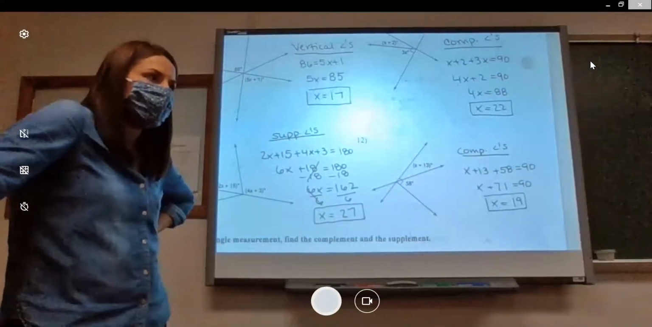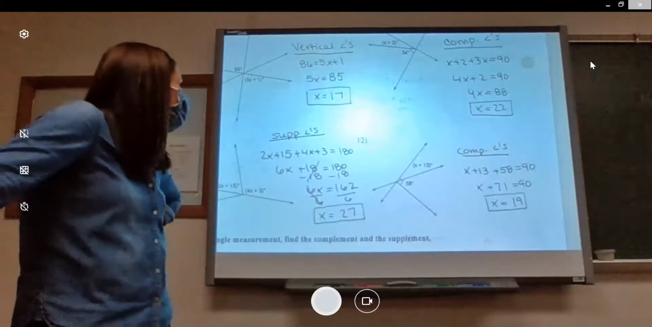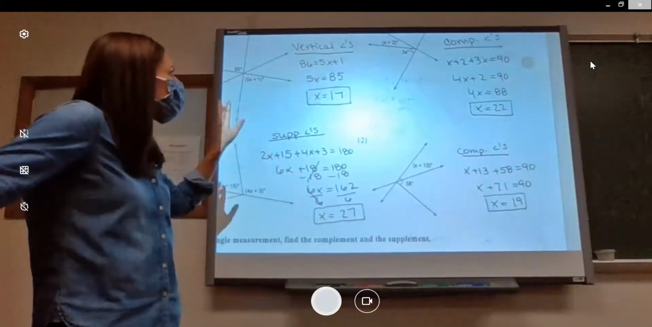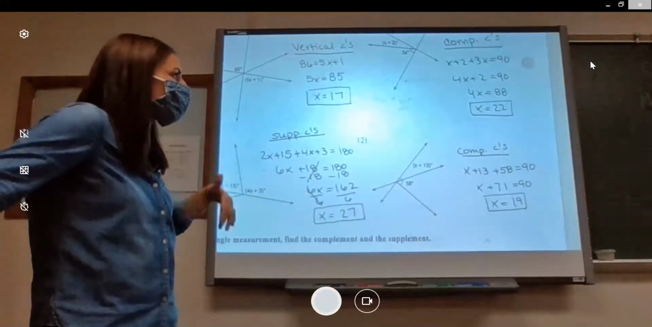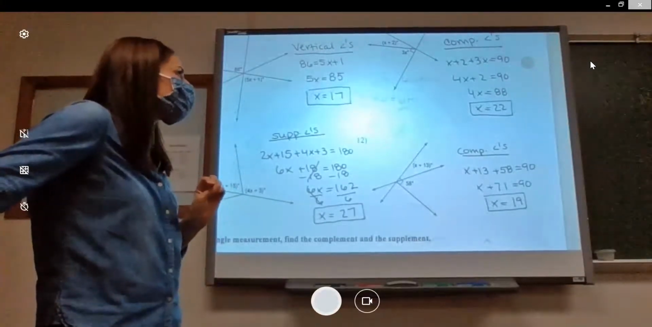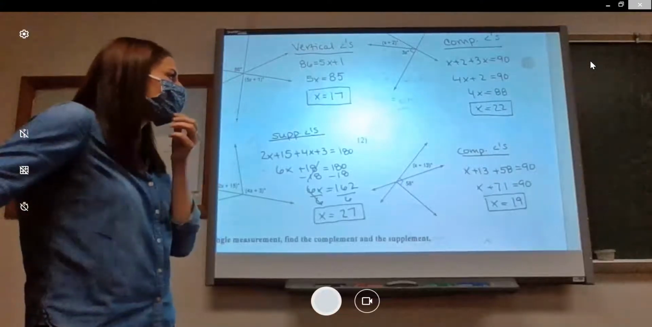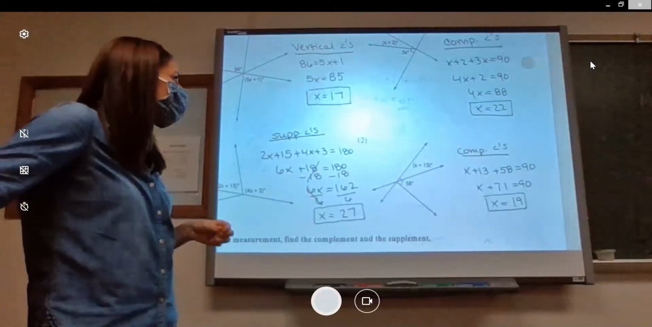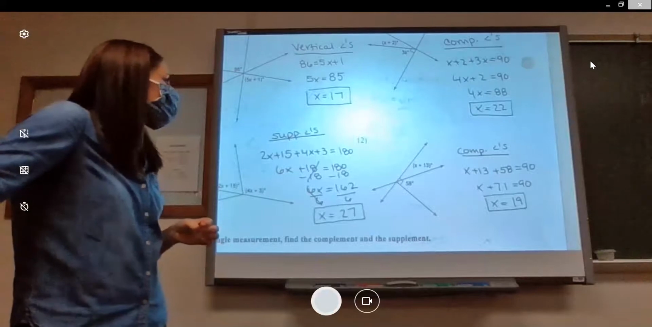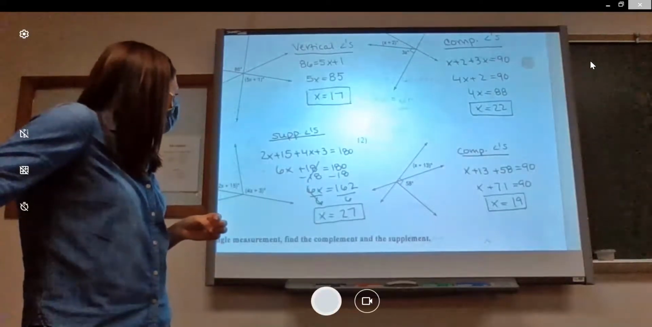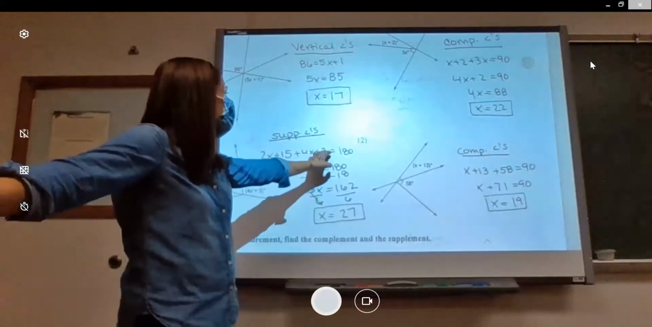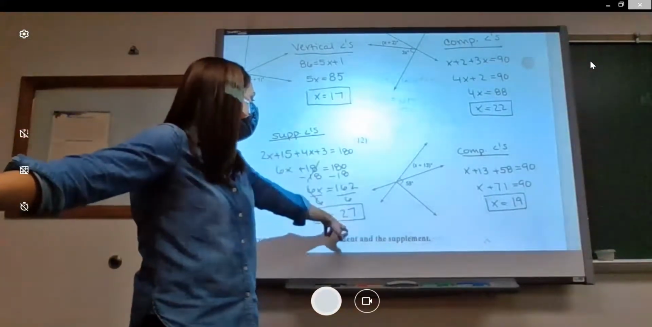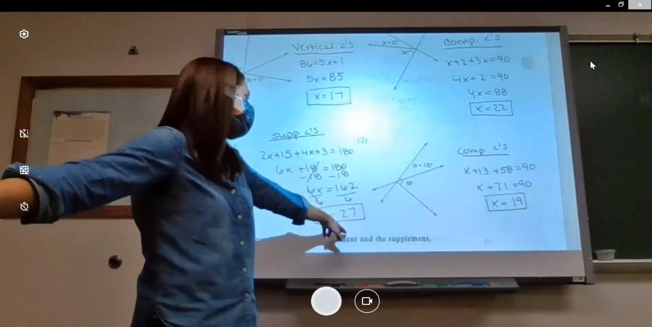Okay. So on the back, we have 4 more diagrams. The first diagram shows vertical angles, so they're equal to each other. And we solve, get x equals 17. Second diagram, complementary angles, so they're equal to 90. X equals 22. Supplementary angles on number 11, so angle 1 plus angle 2 equals 180. Solve and you get 27.